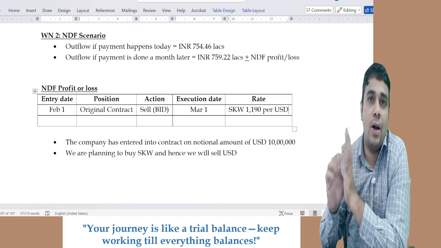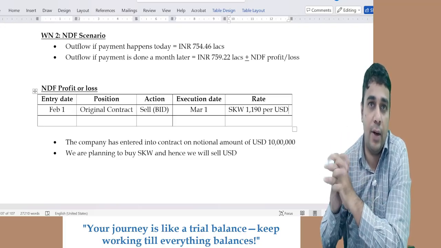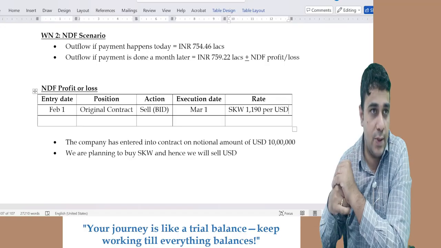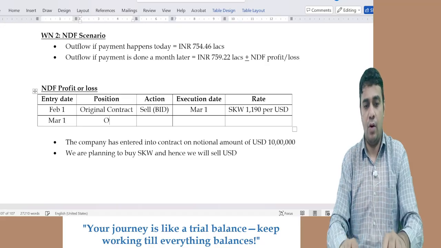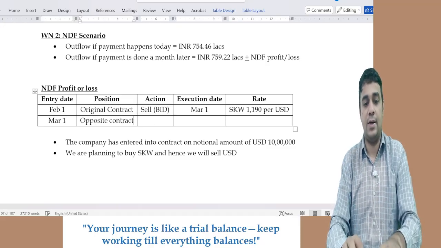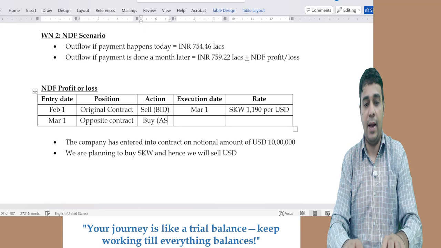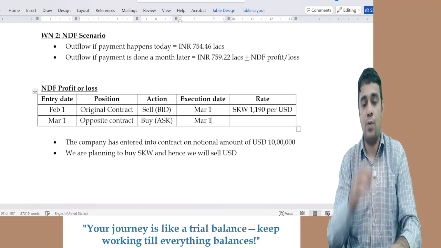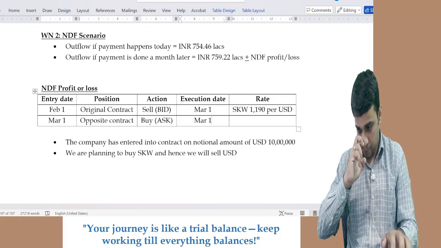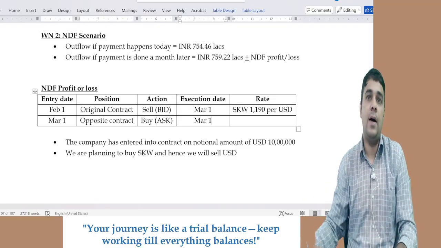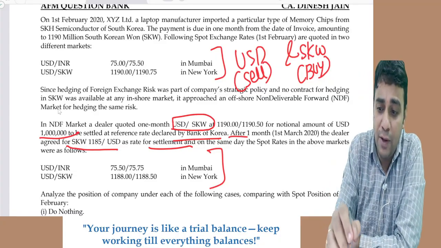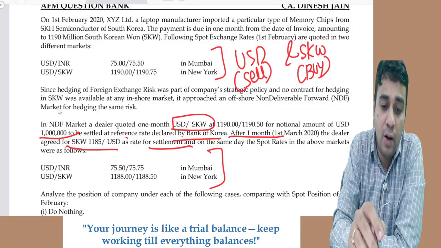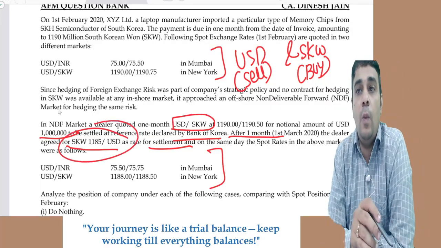Amount of contract, all that is not needed. He has told 10 lakh, you have done it at 1190 per USD. I come back on March 1 with the opposite contract to get the net settlement: buy, in brackets ask, March 1. Now they are saying after 1 month the dealer has agreed for 1185.